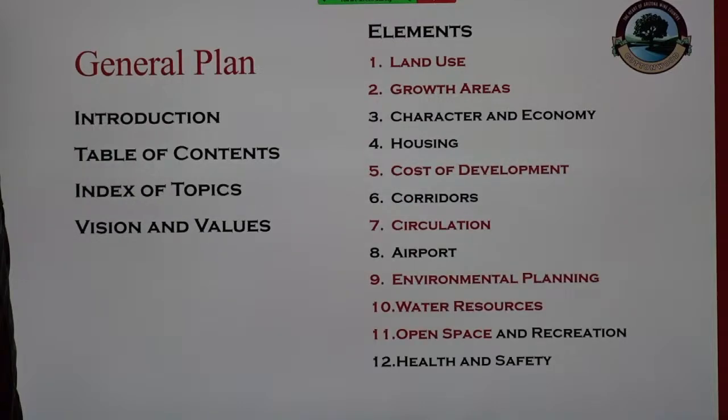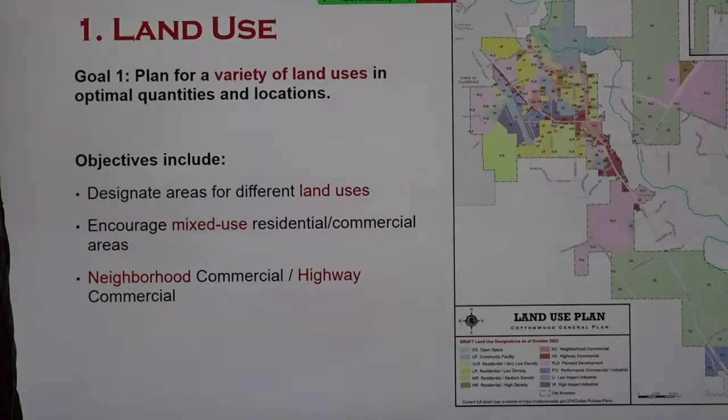And then we've got a list of the 12 elements in the general plan. The ones shown in red here are the ones that are required by state law, and the rest are ones that we've elected to add as well. So just running through these, again, we've discussed this at our discussion sessions before. Each one of these elements has one overarching goal, and for each goal, there are a number of objectives on how we would want to go about achieving that. Again, this is a general plan. These aren't all super specific, but they do support specific actions that the city can take in the future.